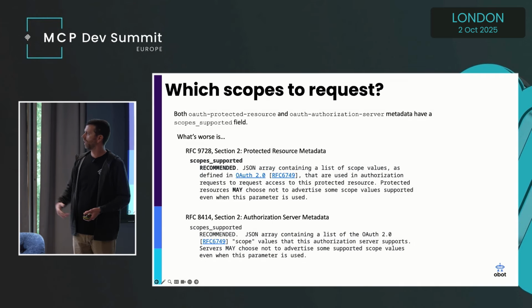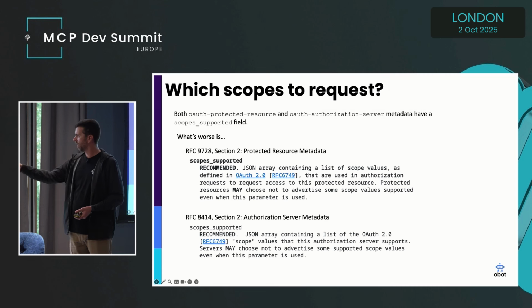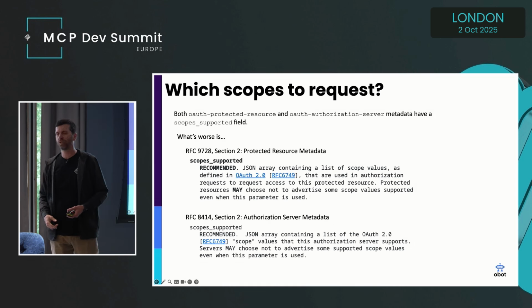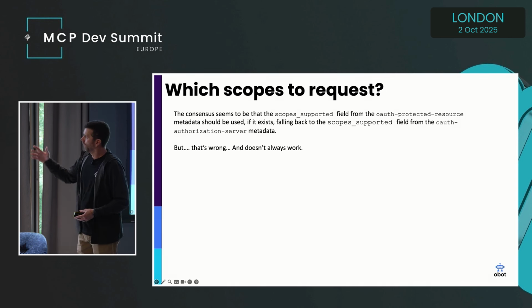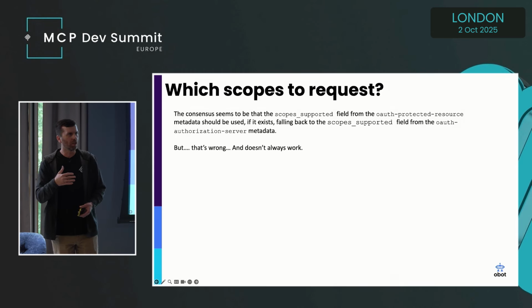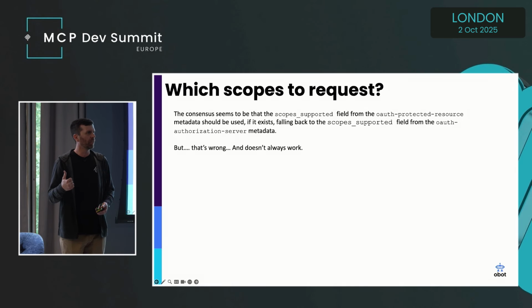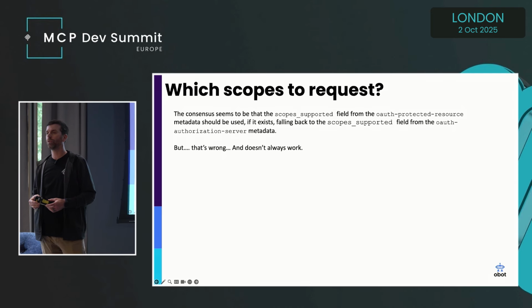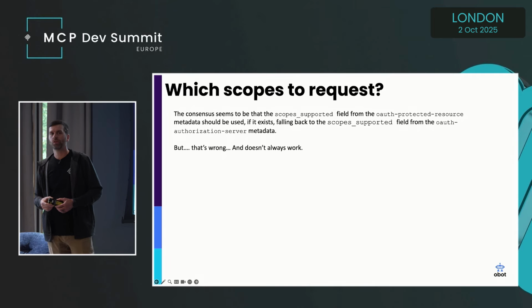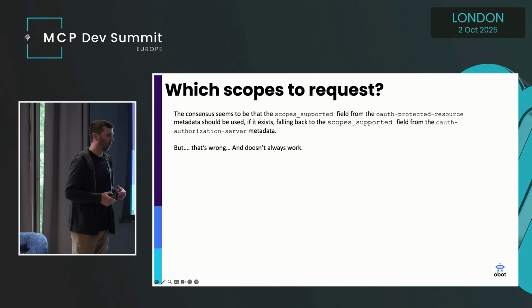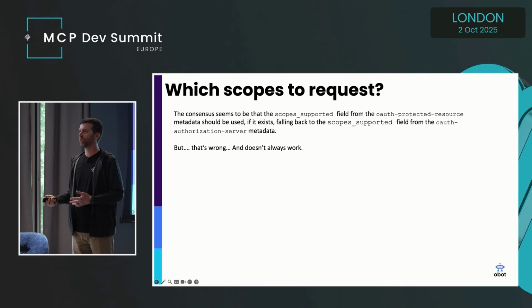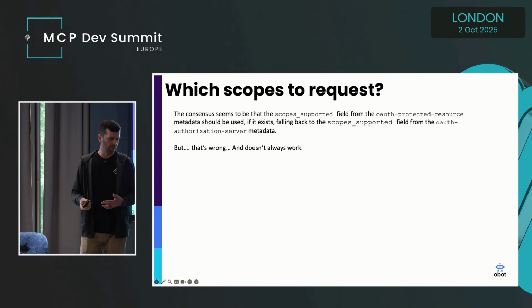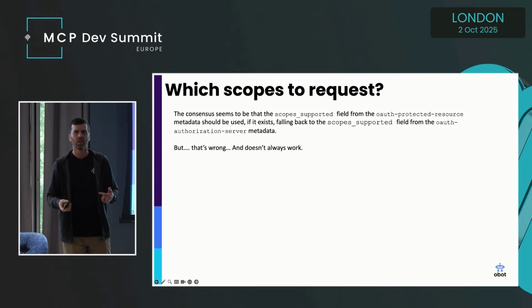And then same thing with the authorization server metadata. It has the same language: "Servers may choose not to advertise certain supported scopes." Okay, how do I know? The consensus early on seemed to be that if the OAuth protected resource metadata had a scopes supported, you would use that. If not, then you would use the authorization server metadata. However, that's wrong.